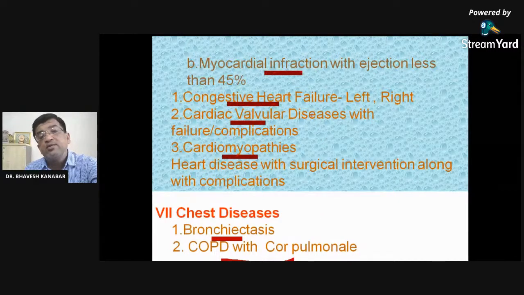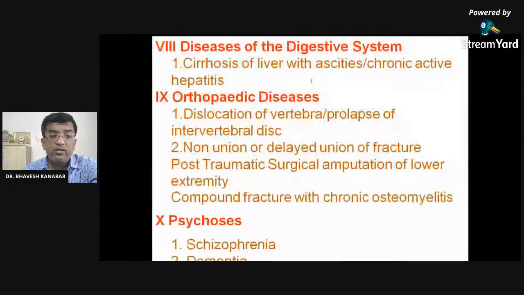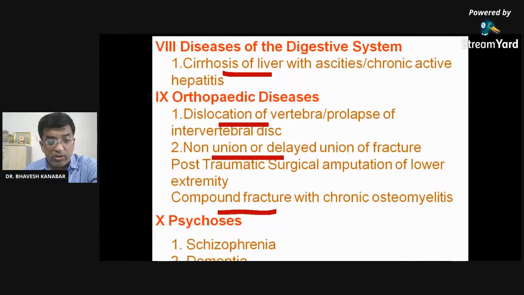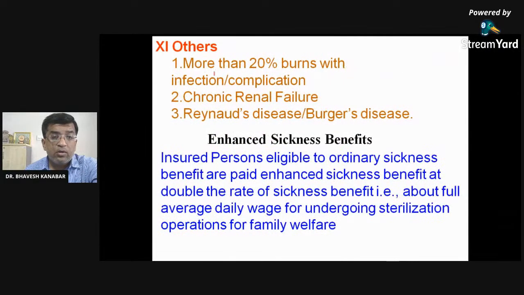So all the severe diseases in which there is long-term suffering, in which extended sickness benefit is provided, that is the list, right? Cirrhosis of the liver, dislocation of the vertebrae, non-union or delayed union of the fracture, compounded fracture, right? Schizophrenia, dementia. This is the list of diseases. More than 20% burns with infection, chronic renal failure, right?